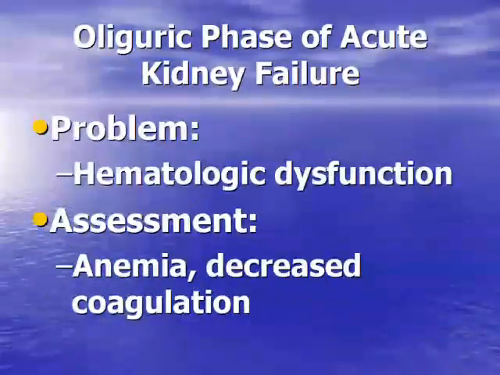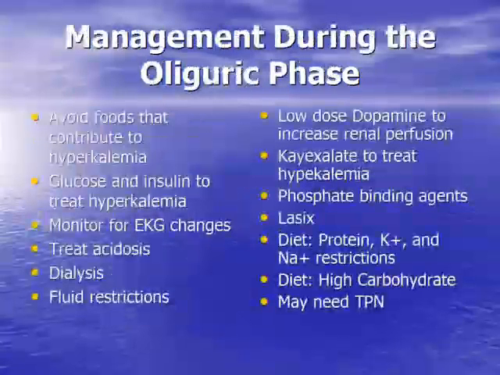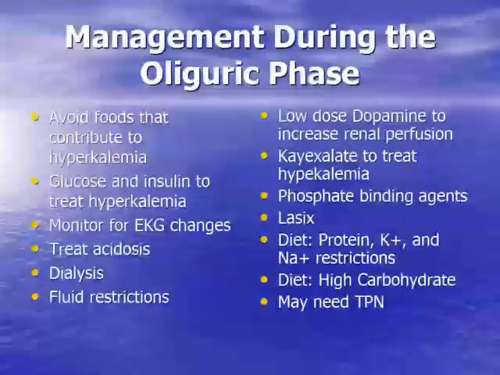The other thing that's going on is the patients have hematological dysfunction. Anemia occurs because of the decreased ability of the kidneys to produce erythropoietin, which is necessary, remember, for red blood cell production. And also platelets don't survive well in a toxic environment, so then there's decreased coagulation and problems with bleeding because of that. So management during this phase would be to avoid foods that contribute to the hyperkalemia problem.